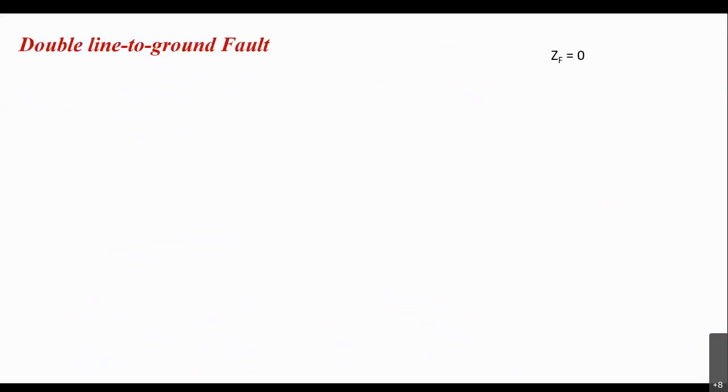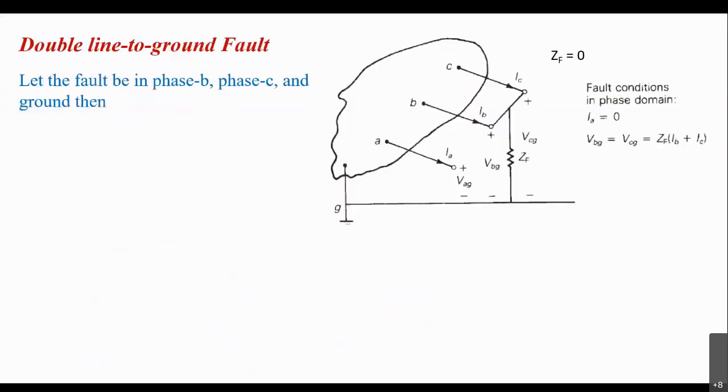Okay, so again, considering another type of unsymmetrical fault, that is double line to ground fault. Similar analysis we can do here. ZF, the fault impedance, we're considering 0 here, and the conditions we found for this fault type are IA equal to 0 and VBG equal to VCG, that is equal to ZF times (IB plus IC). If we consider ZF equal to 0 for simplifying the analysis, then it will become VB equal to VC equal to 0.